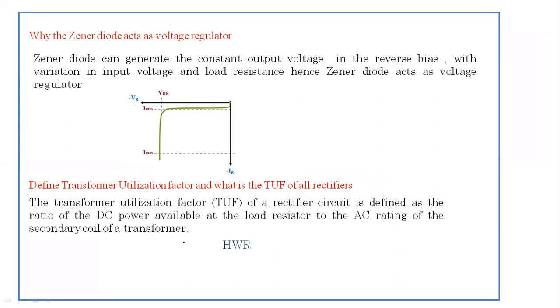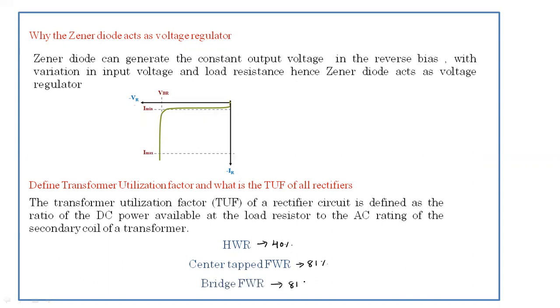Next, for the half-wave rectifier, the transformer utilization factor is 40%, and for the center tapped full wave rectifier, the transformer utilization factor is around 81%. In the case of the bridge full wave rectifier, we get the same as the center tapped full wave rectifier. So it is the DC power output to the transformer secondary winding power. Okay, this is about the TUF, that is, transformer utilization factor.